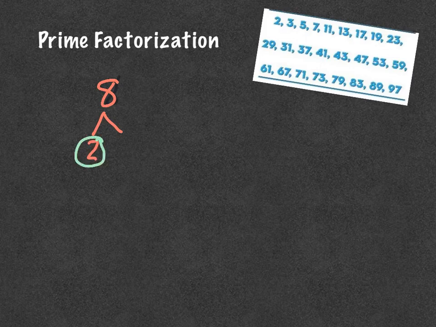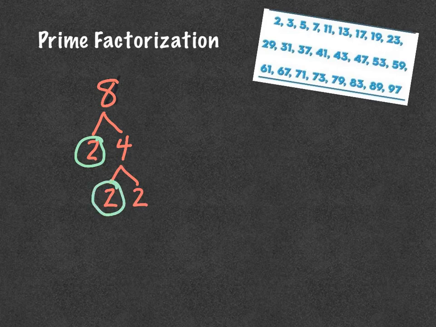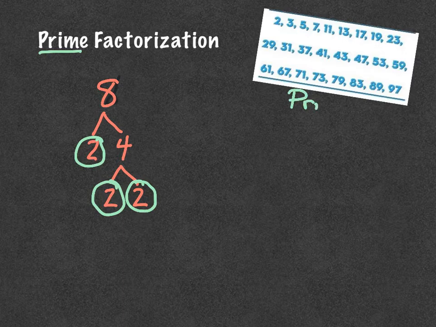So 2 is a prime factor. 2 times 4 was 8, but 4 is not prime, so we're going to break it down again into another factor pair for 4. So 2 is prime again. Here is the fancy word for prime factorization. You look at the word prime, and these are all of our prime numbers, and then factor is in here. So all the prime factors that multiply to get 8.